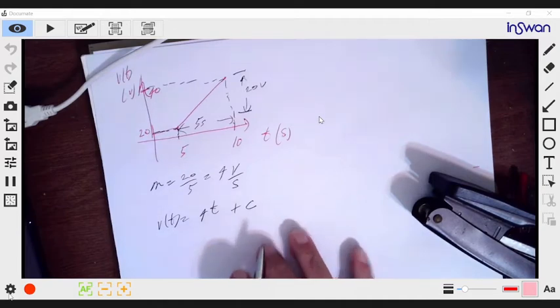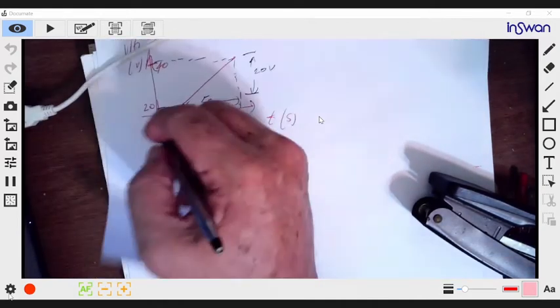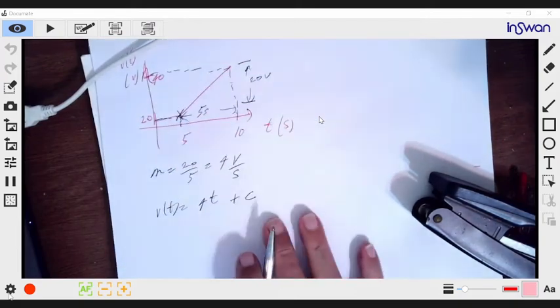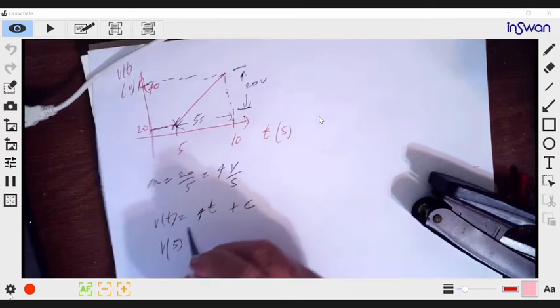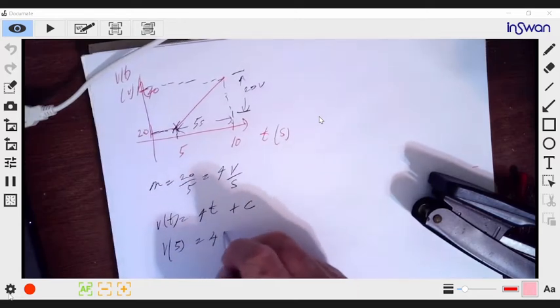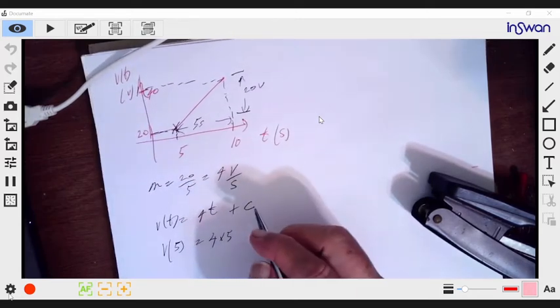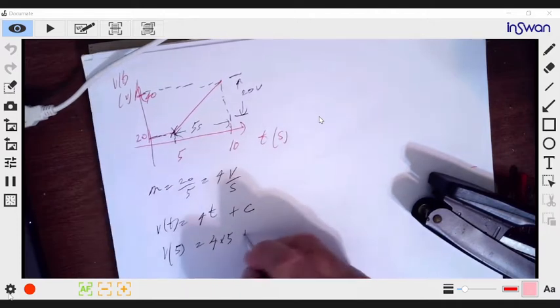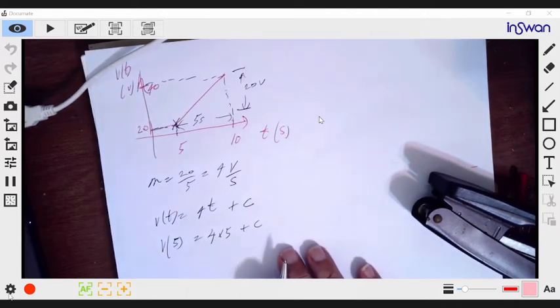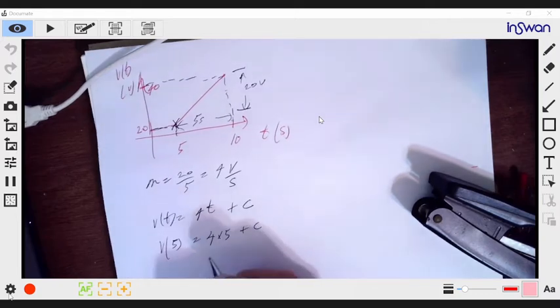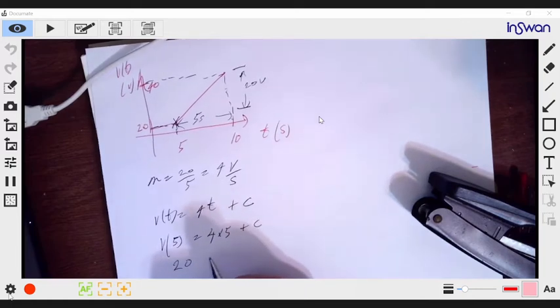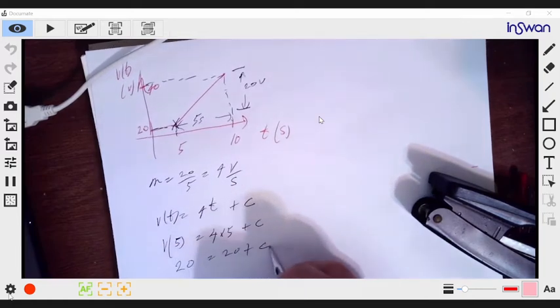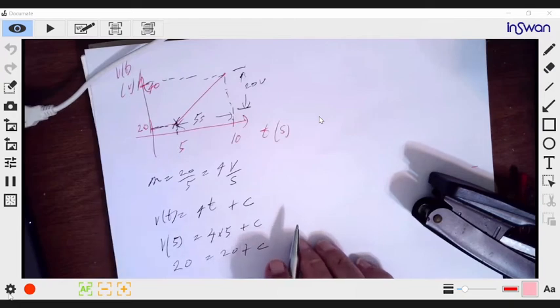All right. So choose one of these points. I'm going to choose this point right here. That point right there is V of 5, the y coordinate, equals 4 times 5 plus c. And V of 5 is 20. Okay, 20 equals 20 plus c. What a coincidence that c is 0.